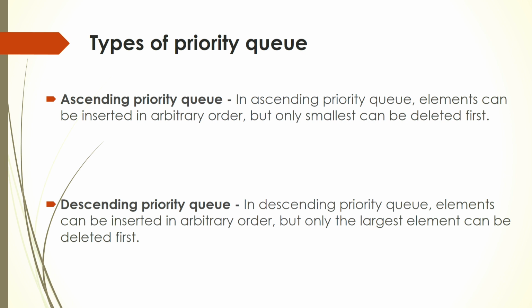Then comes the descending priority queue. In descending priority queue, elements can be inserted in arbitrary order, but only the largest element can be deleted first. Suppose an array with elements 7, 3 and 5 in the same order, so insertion can be done with the same sequence, but the order of deleting the elements is 7, 5, 3.